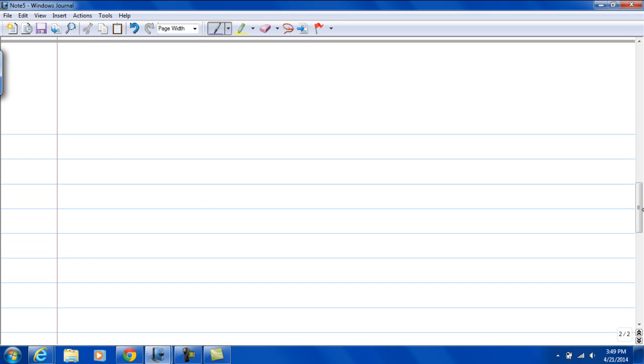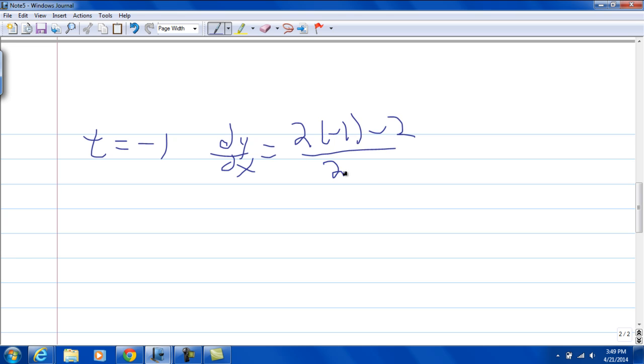So we're going to go with t equals -1. So again, our dy dx is 2t minus 2 over 2t, so it's 2 times negative 1 minus 2 over 2 times negative 1. That's negative 4 over negative 2, which is positive 2, excuse me.